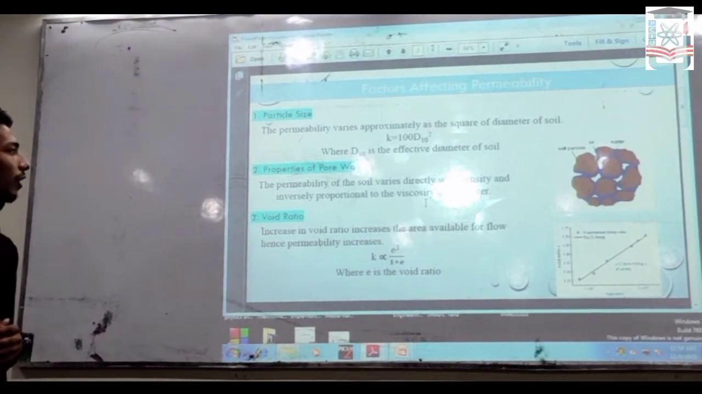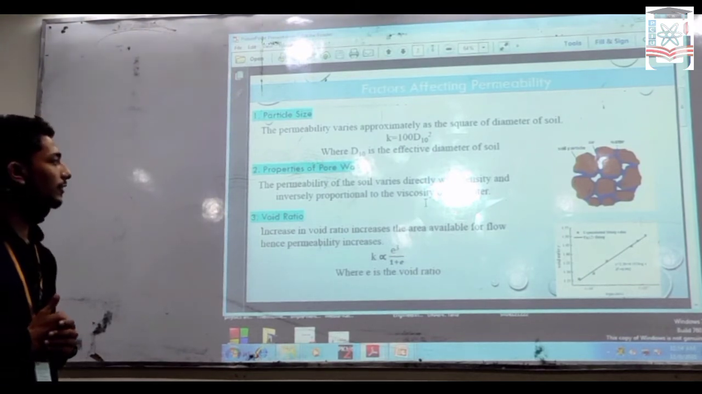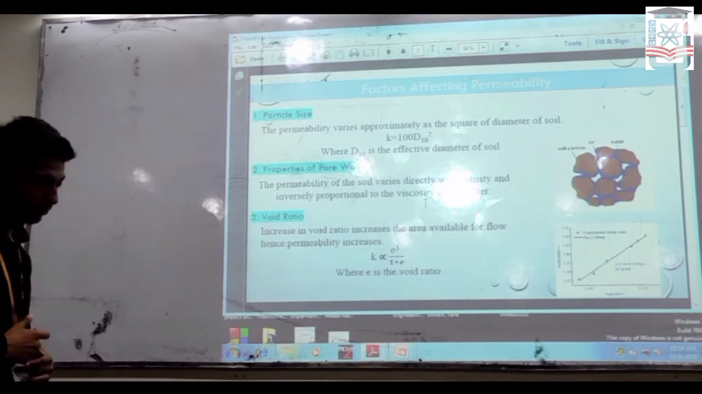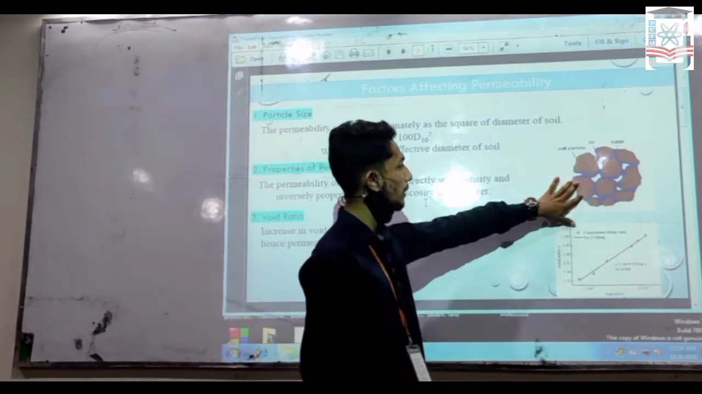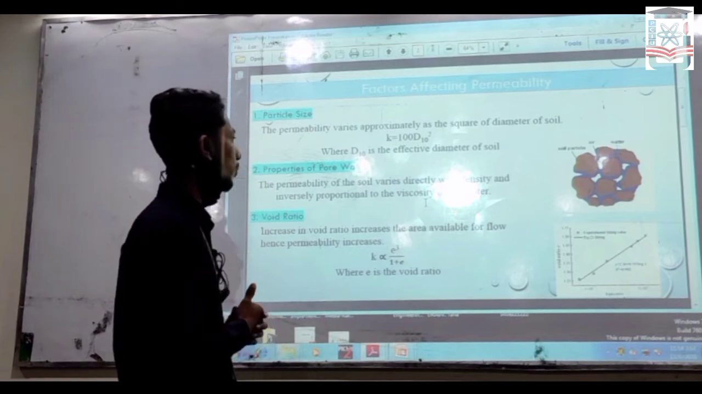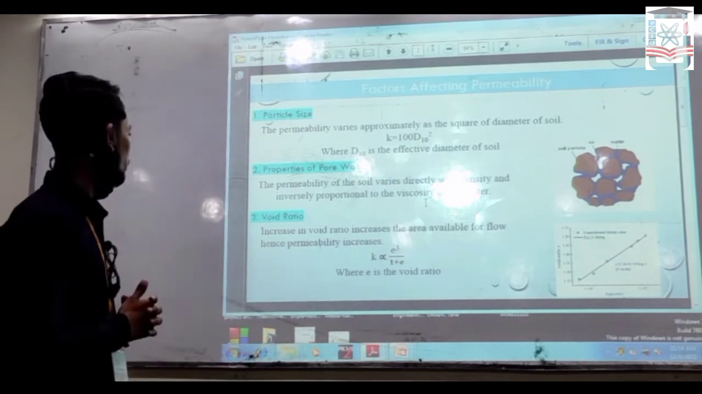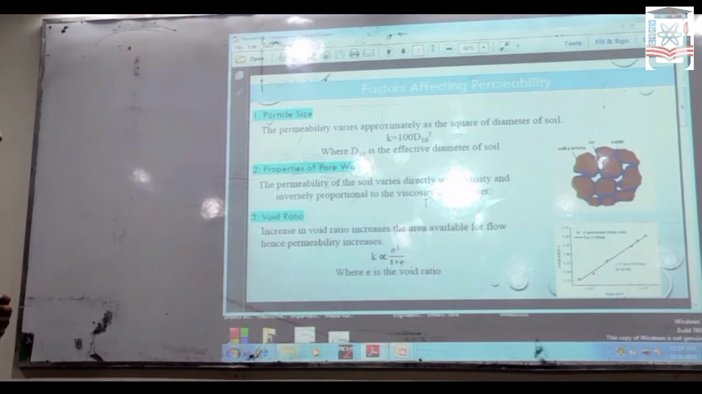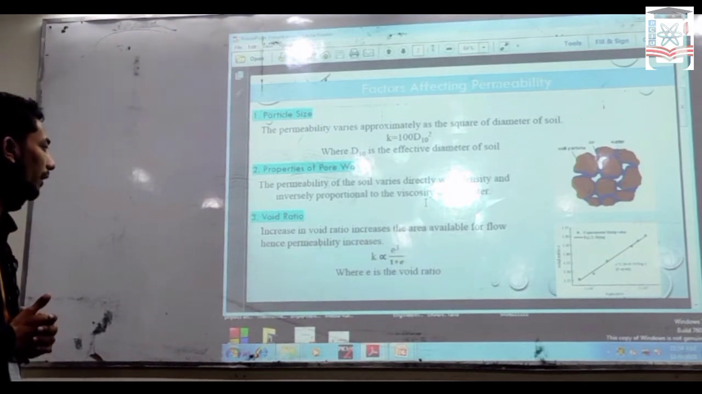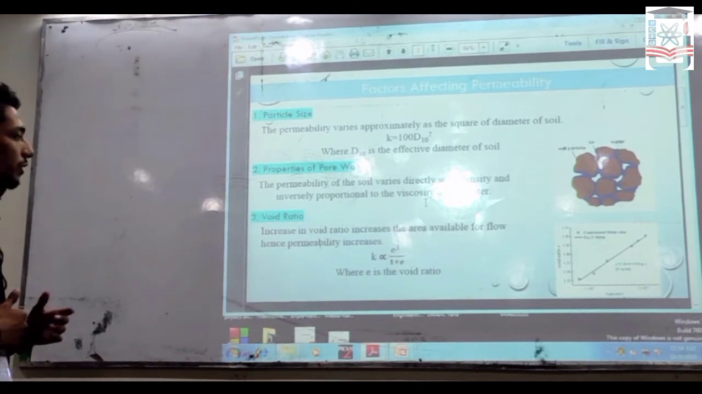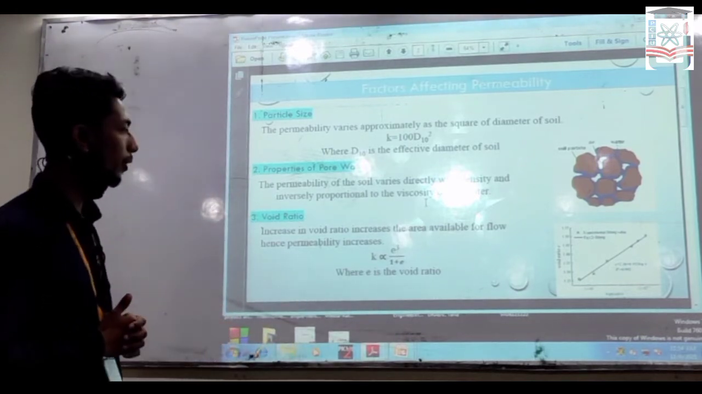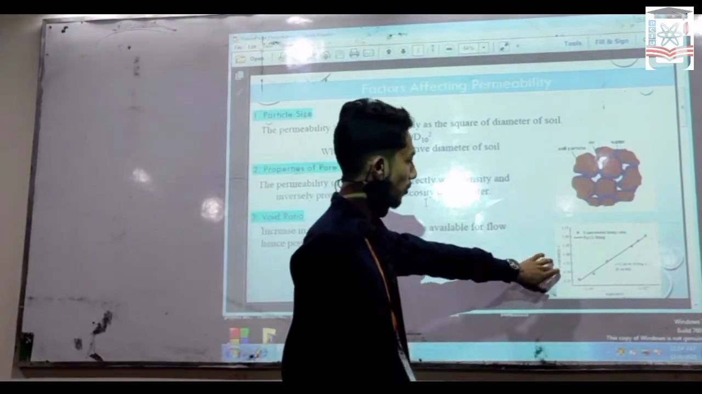Two, properties of pore water. The permeability of the soil varies directly with density and inversely with the viscosity of the water. Here we see a picture, the properties of pore water diagram. Three, void ratio. An increase in void ratio increases the area available for flow, hence permeability increases, where K is proportional to e cube divided by 1 plus e, where e is the void ratio. And we see a graph of void ratio.